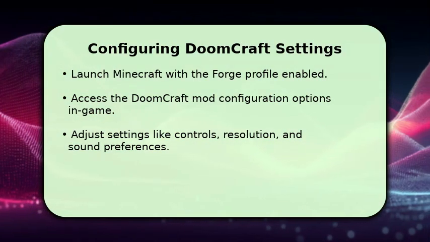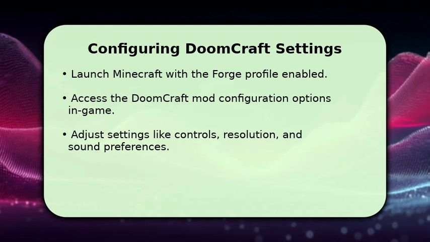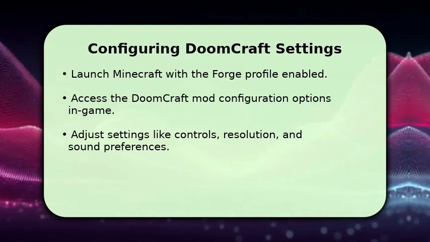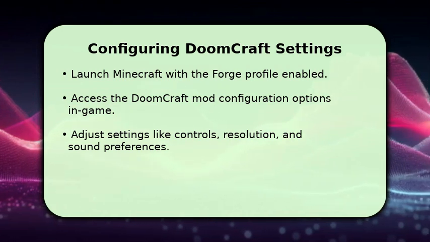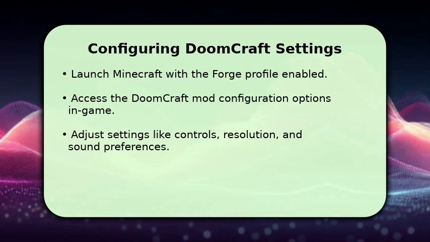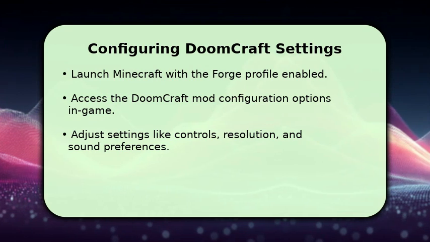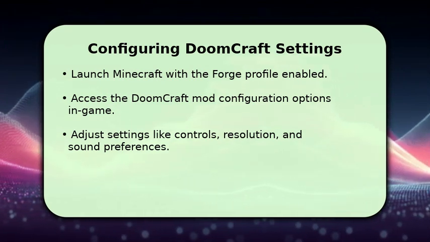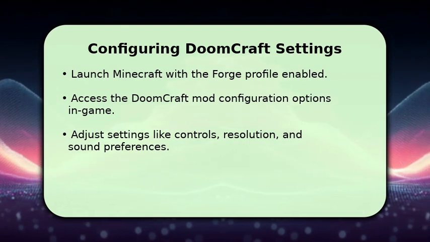Now it's time to configure the mod. Start Minecraft using the Forge profile you set up earlier. Once in the game, navigate to the Mod Options or Configuration menu. Here, you should find the Doomcraft settings. Take a few moments to customize your controls, adjust the display resolution, and set your preferred sound levels. Fine-tuning these options will ensure a smoother and more enjoyable experience as you prepare to play.